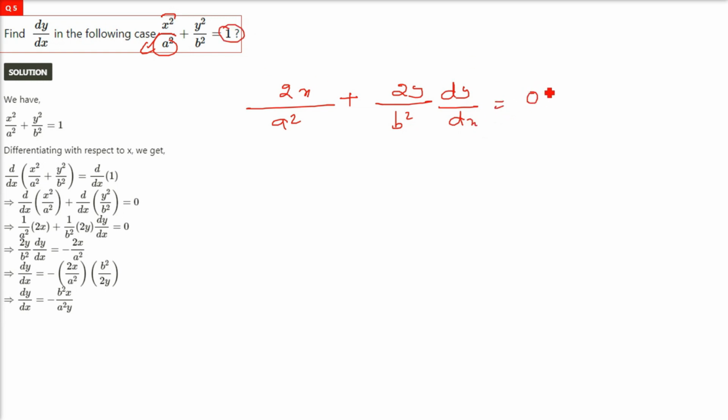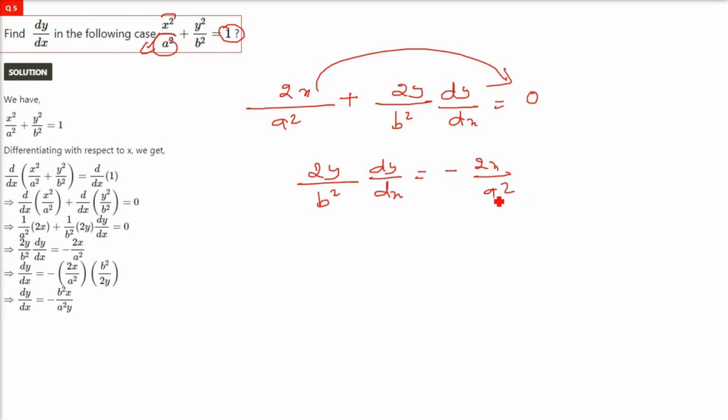Differentiation of 1 is 0. So you have to differentiate everything. And then dy by dx on one side, others all on the right hand side. So you have 2y by b square, dy by dx on one side, and equals 2x by a square, that is negative of this. Negative 2x by a square on the other side. So dy by dx is, 2 you can cancel, minus x by a square, and this b square by y will go like this. Will be reciprocal on right hand side. This is your final answer.